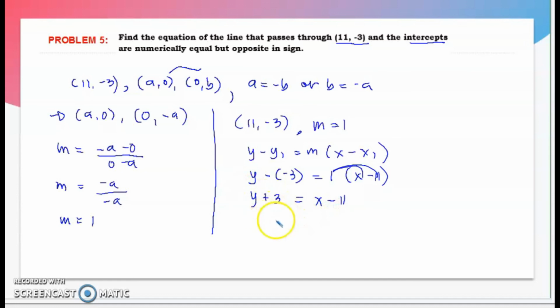Now, express this in general form. So, add negative y on both sides of the equation to eliminate y. So, that is x minus y. And then, add negative 3 on both sides of the equation to eliminate 3. And then, add negative 11 minus 3 equals negative 14 equals 0. So this is the equation of the unknown line.